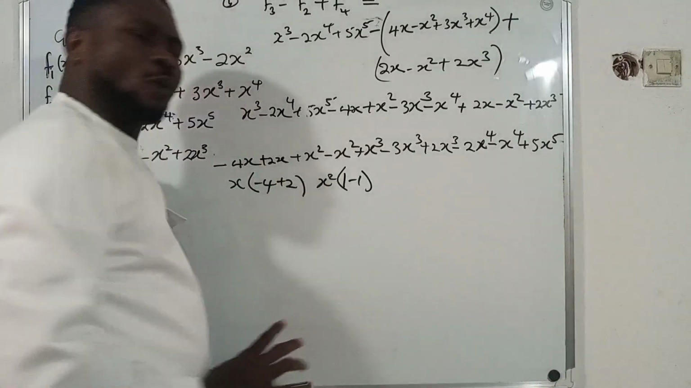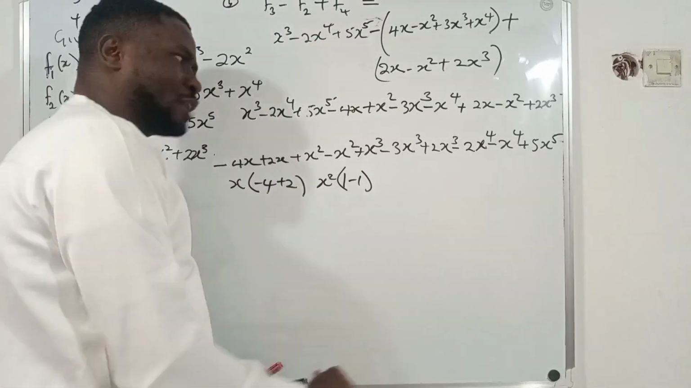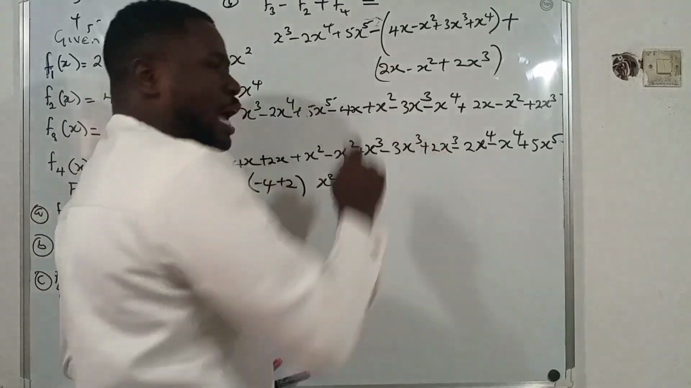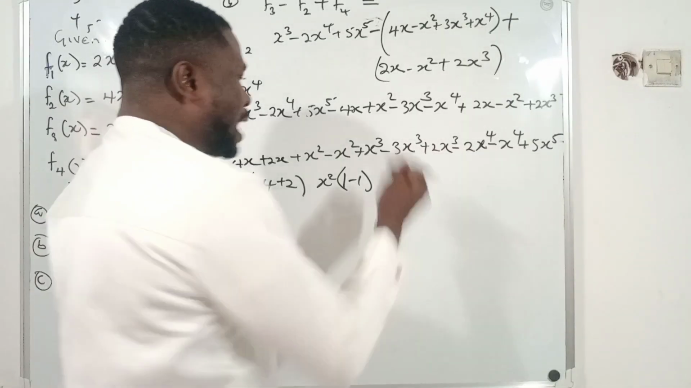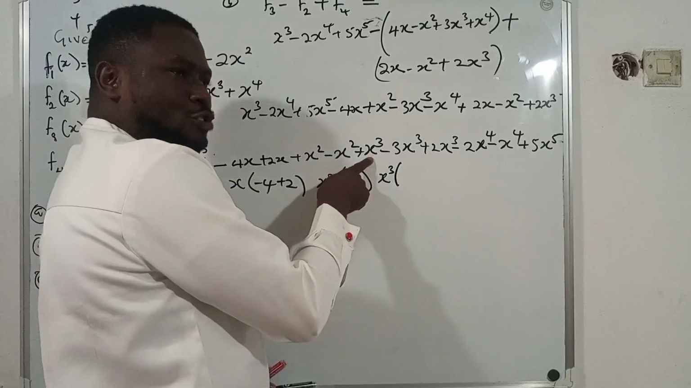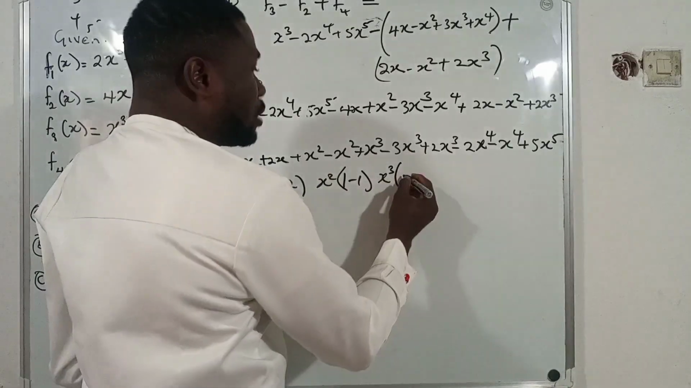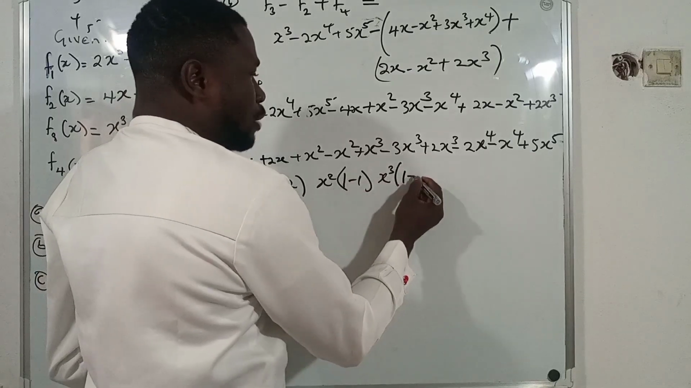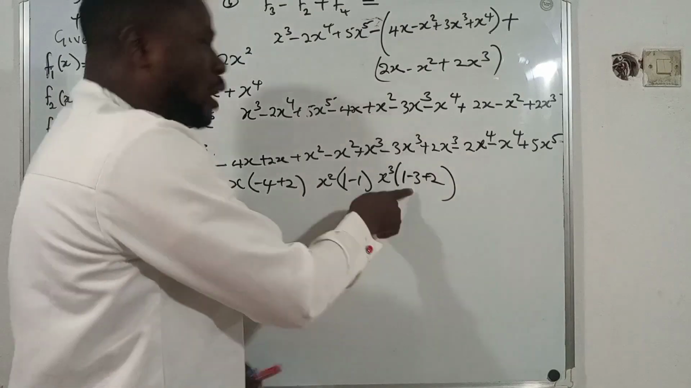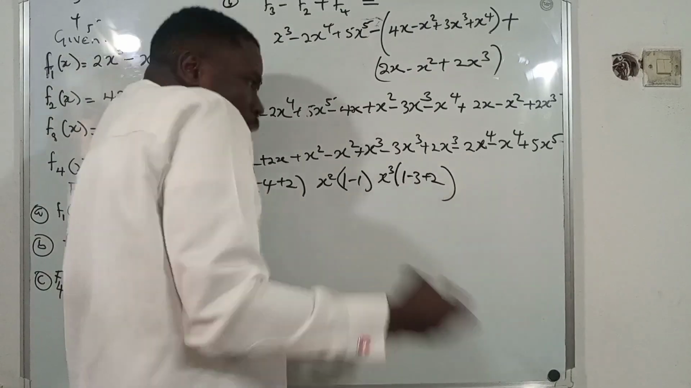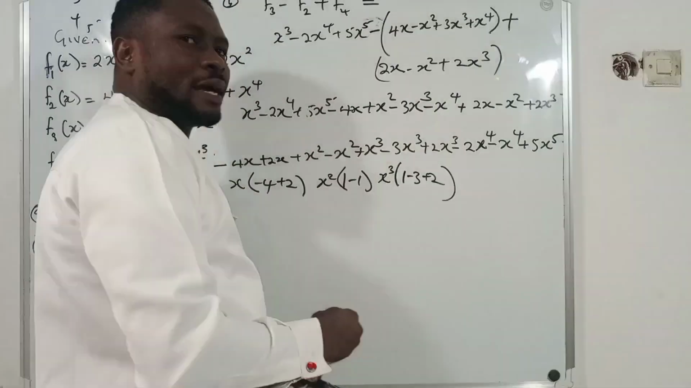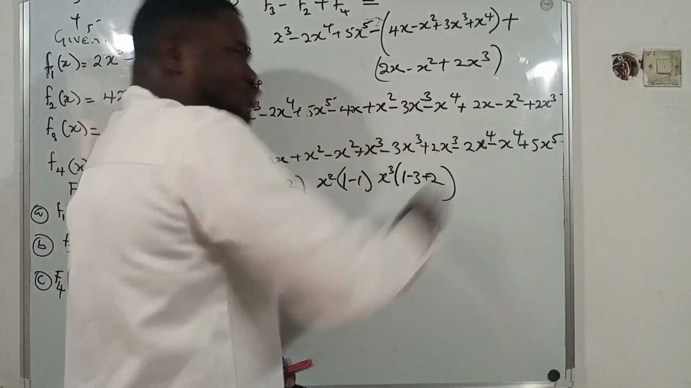Then let's take care of x raised to power 3. For x raised to power 3, again, what is common to this term, and to this term? You know that it is x raised to power 3. I will now say x raised to power 3 into, what is the coefficient of this x raised to power 3? The coefficient is 1. The coefficient of this one is minus 3. The coefficient of this one is plus 2. Therefore, it means that 1 minus 3 plus 2 must be inside the bracket, while the x raised to power 3 has to be outside the bracket, because that is what is common to those three terms.